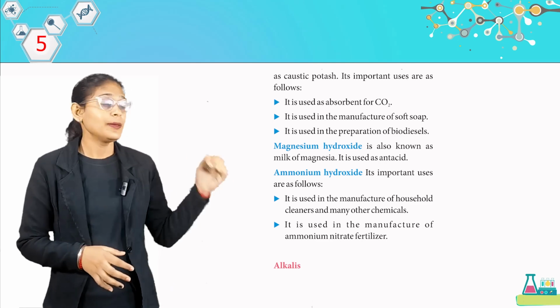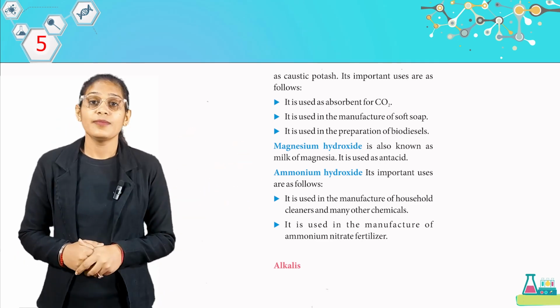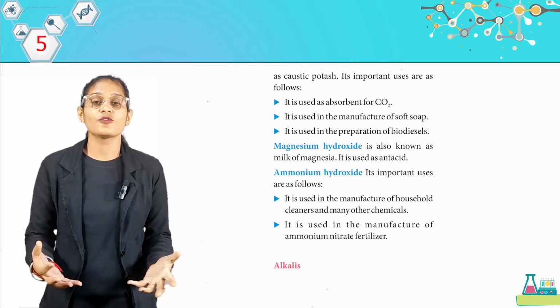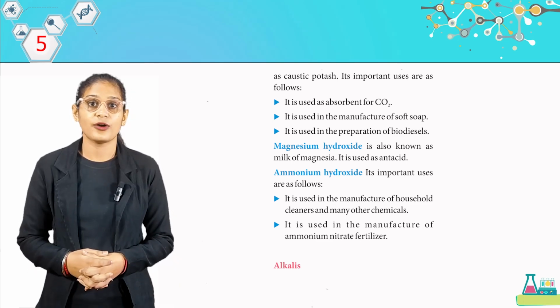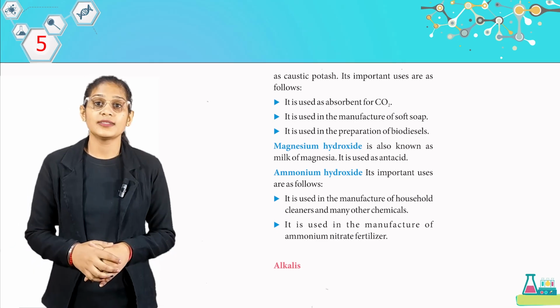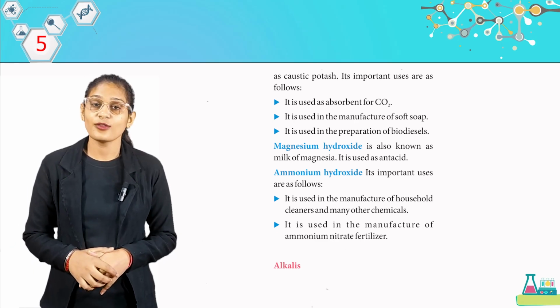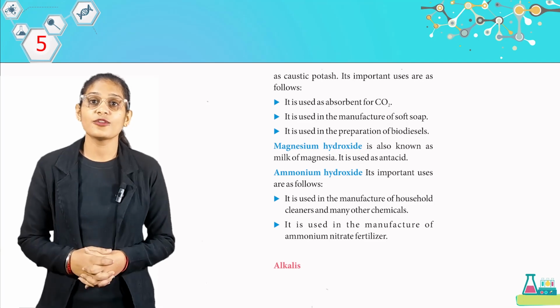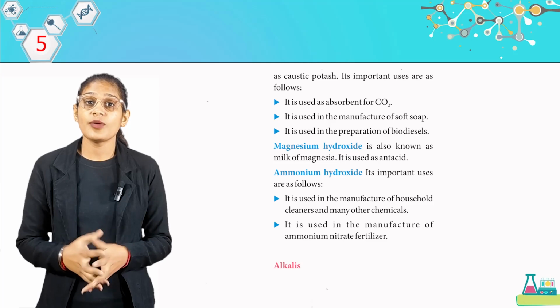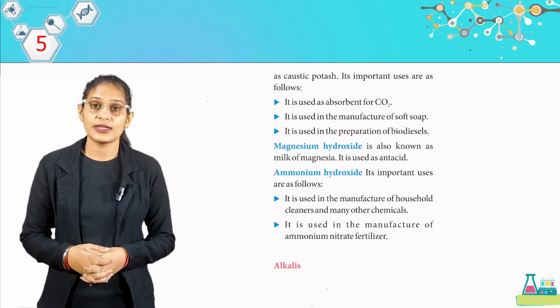Now we have magnesium hydroxide. Magnesium hydroxide is also known as milk of magnesia. It is used as an antacid. Now we have ammonium hydroxide. Its important uses are as follows. It is used in the manufacture of household cleaners and many other chemicals. It is used in the manufacture of ammonium nitrate fertilizer.